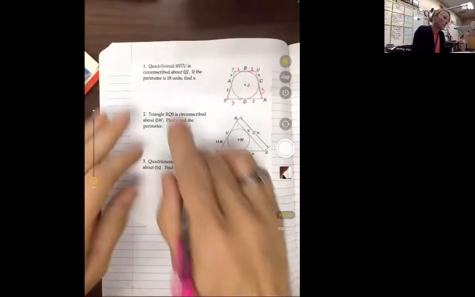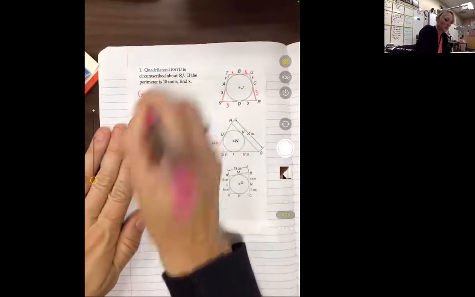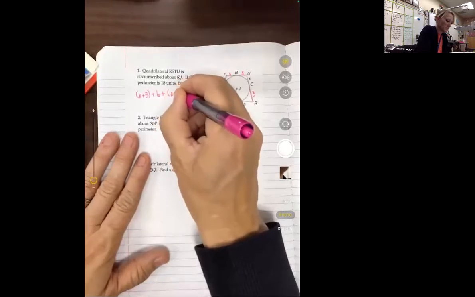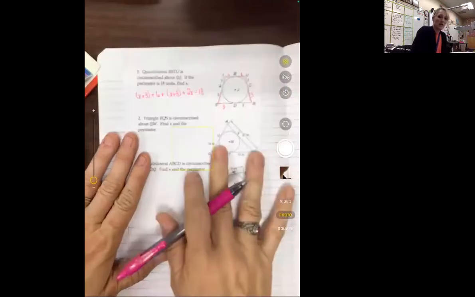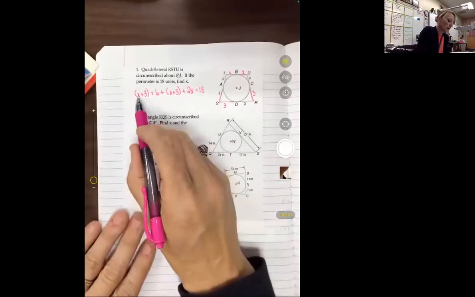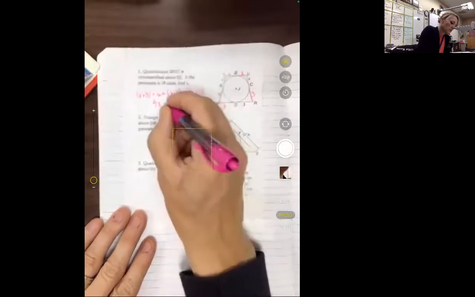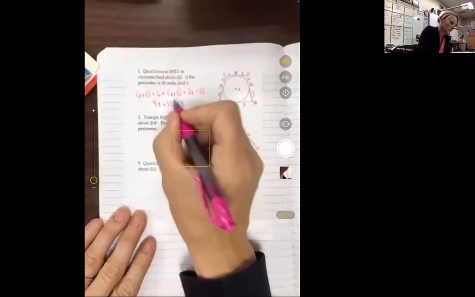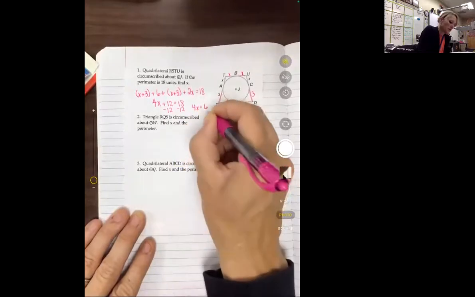So if we're just trying to find the perimeter, we know that x plus 3, that's one side, and 3 plus 3 is one side, which is 6. And x plus 3 is one side. And x plus x is the last side, so 2x. And we know that the perimeter equals 18. And now we just have an equation to solve. So we have 1x, 2x, 3x, 4x, and 6 plus 6 is 12, plus 12 equals 18. And so we subtract 12 from both sides, and we get 4x equals 6. So we know that x equals 3 over 2.